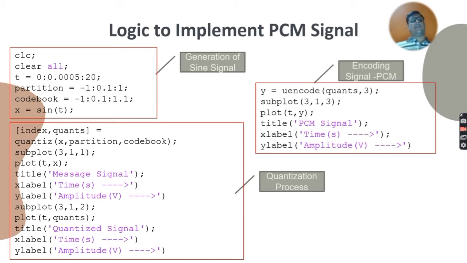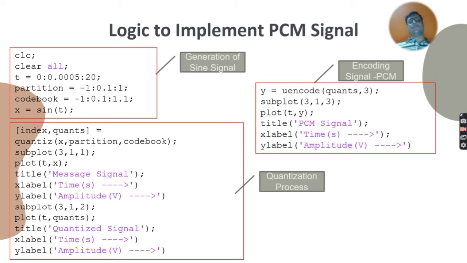Okay. So first here you can see I have written clc, clear all. These are the basic commands for our program. First we have to identify the time period, because here we are giving the input signal as the analog component, which is a time dependent one, and we need to define the time period.